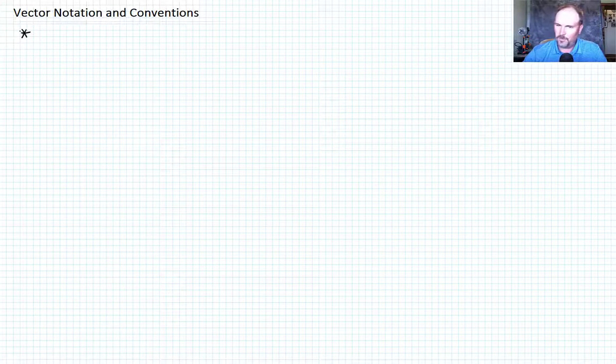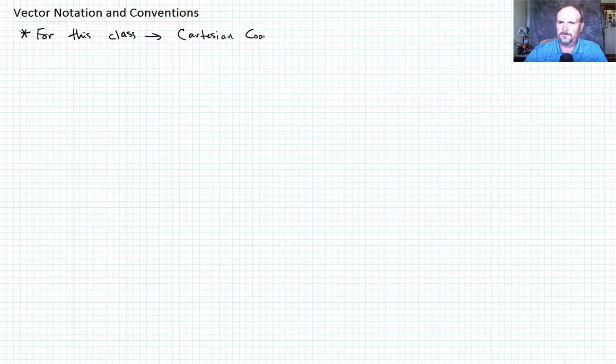So in general, we're going to assume for this class that we're going to go ahead and use only the Cartesian coordinate system. Okay, we are not going to mess with any sort of curvilinear coordinate systems in general, at least not from a vector and tensor notation perspective. So once we've defined that, we can draw a Cartesian coordinate system.